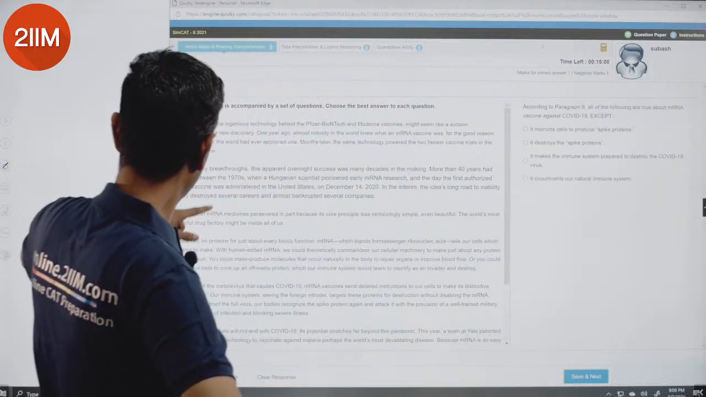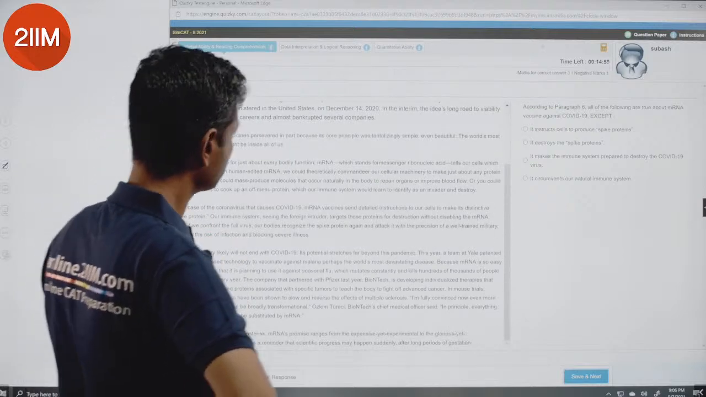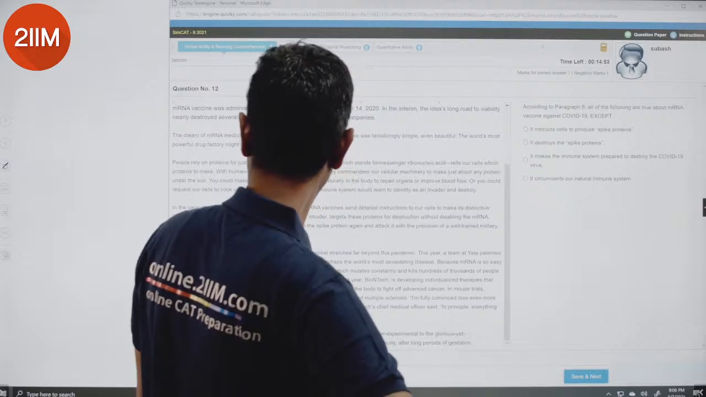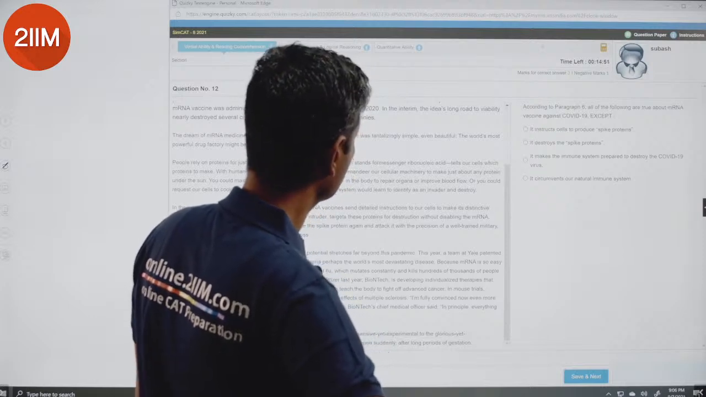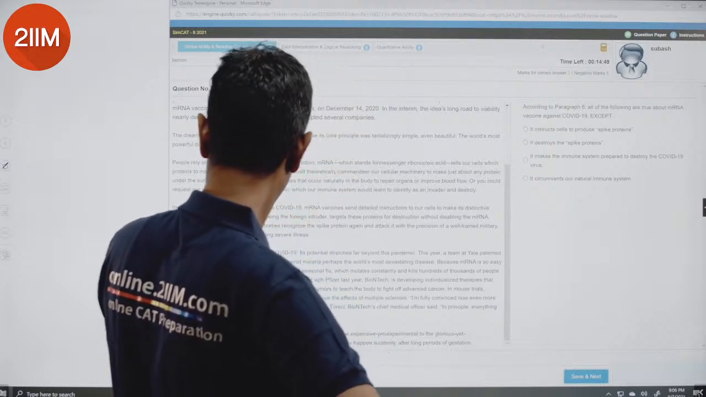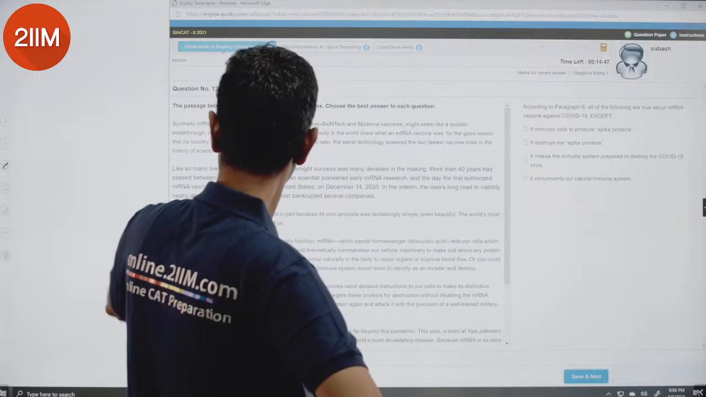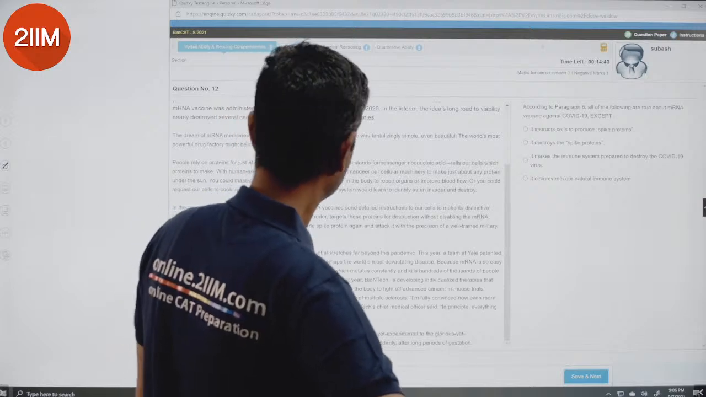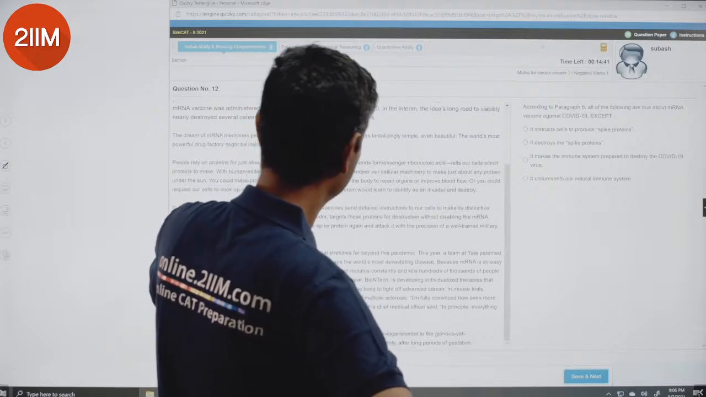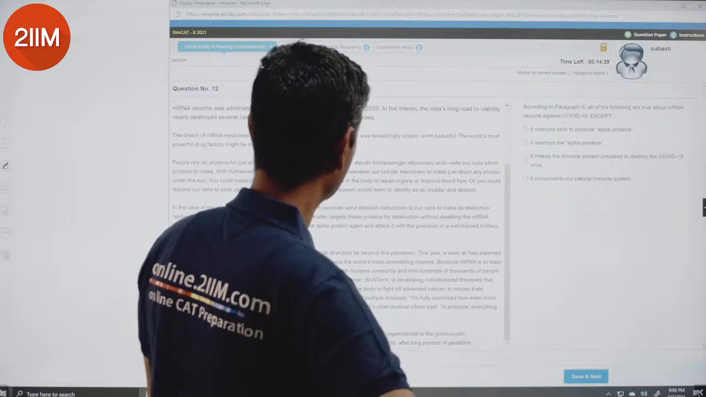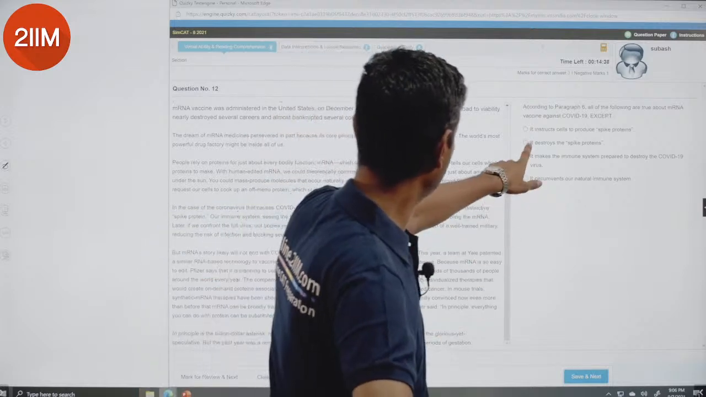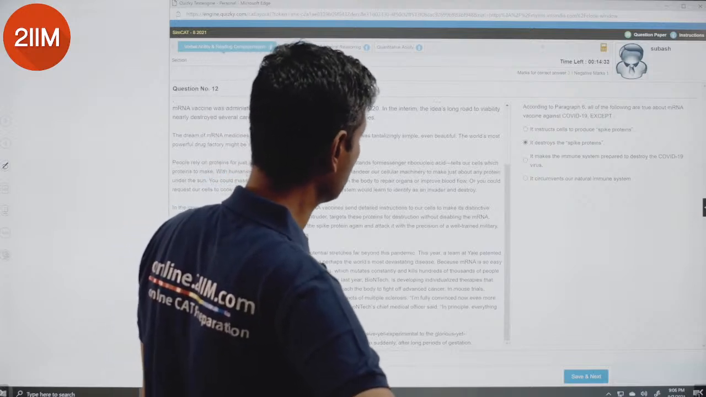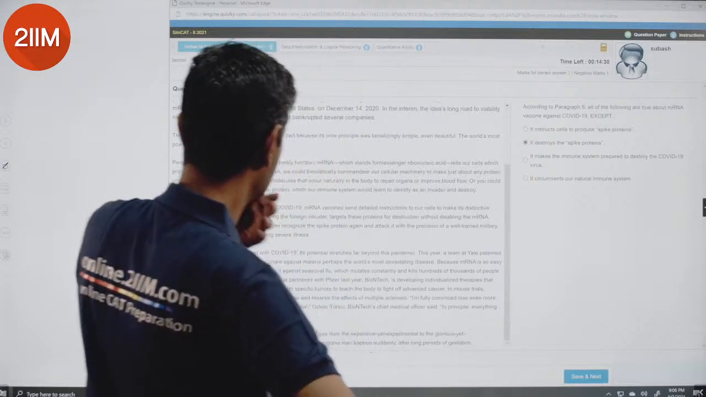According to paragraph 6, the following are true about mRNA vaccine against COVID-19. It instructs cells to produce spike proteins. That is right. It destroys the spike proteins. No, it doesn't. It instructs them. It makes the immune system prepared to destroy the COVID-19 virus. It circumvents our natural immune system.